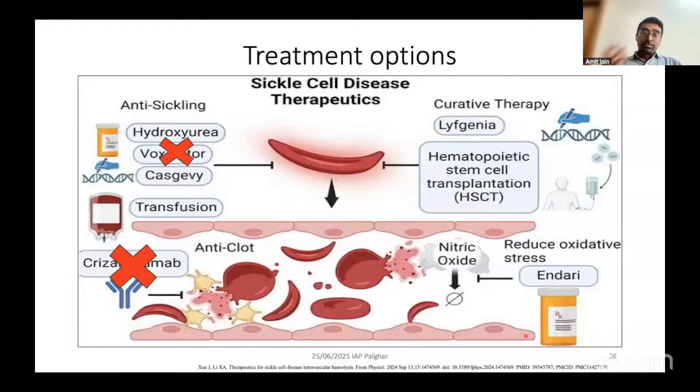Hydroxyurea is a long-tested drug, and it helps most of our Indian sicklers because of the presence of alpha thalassemia genes and lower complications. Curative treatment options include hematopoietic stem cell transplant, Lyfgenia, or gene therapy, which is currently not available in India. So we'll discuss these one by one.